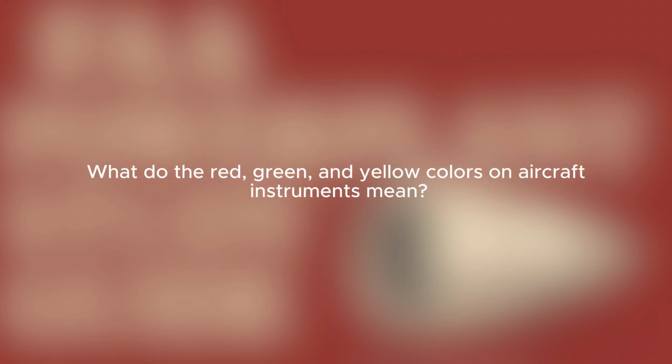What do the red, green, and yellow colors on aircraft instruments mean? Red marks a maximum or unsafe limit. Green shows normal operating range, and yellow warns the pilot to use caution.